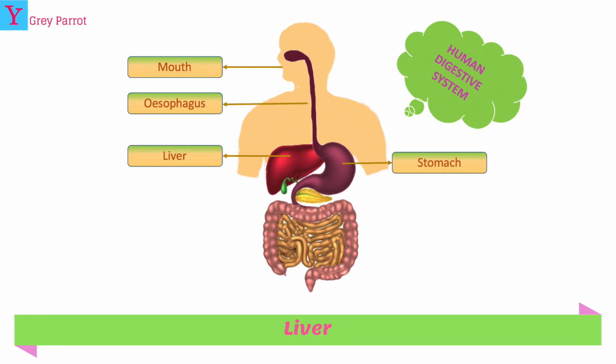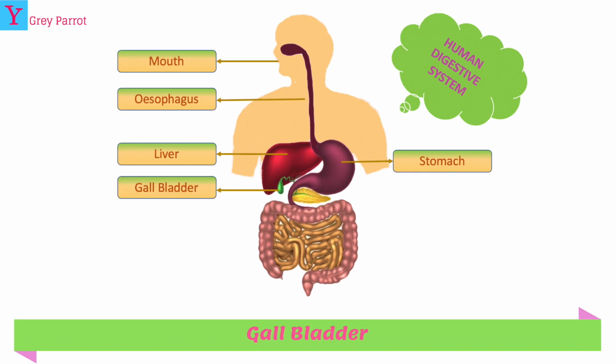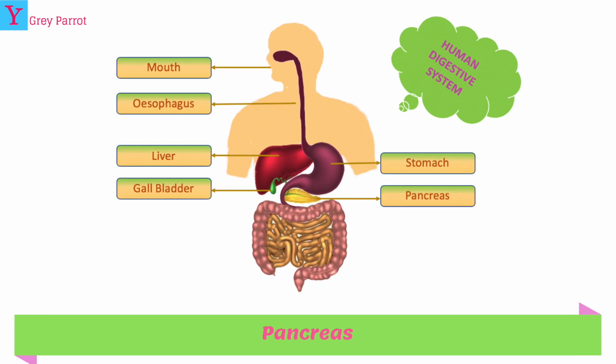The liver secretes bile, which is stored in the organ called the gall bladder. Bile helps to break down fats. The pancreas secretes pancreatic juices which break down carbohydrates, proteins, and fats. When food leaves the stomach, it has the consistency of tomato soup and enters the small intestine.